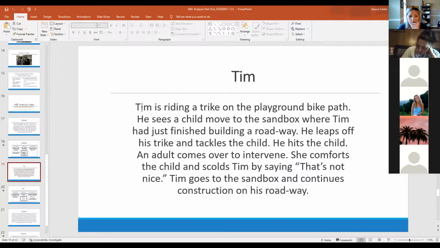We got one more, maybe. Tim is riding a trike on the playground bike path. He sees a child move to the sandbox where he has just finished building a new roadway. He leaps off his trike and tackles the child. He hits the child. An adult comes over to intervene. She comforts the child that was hit and scolds Tim by saying, "That's not nice." Tim goes back to the sandbox and continues to build on his roadway.